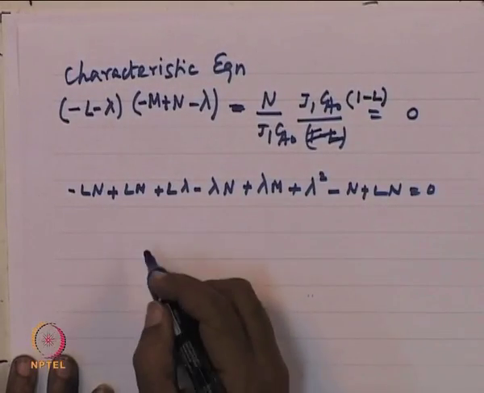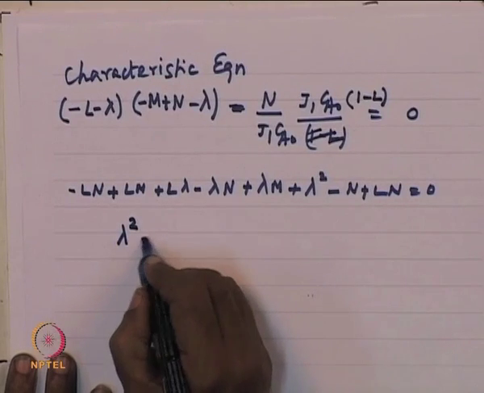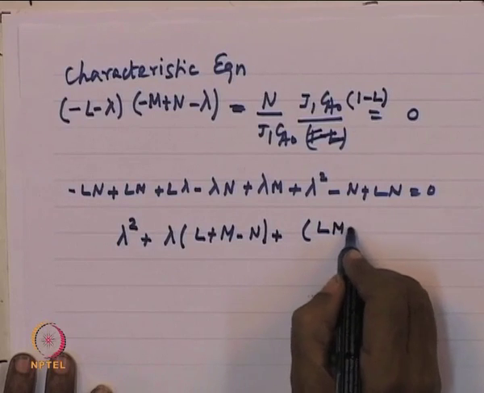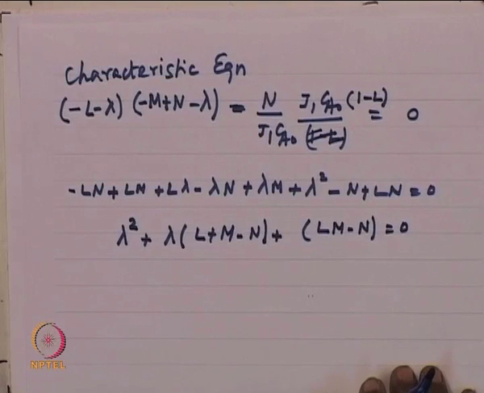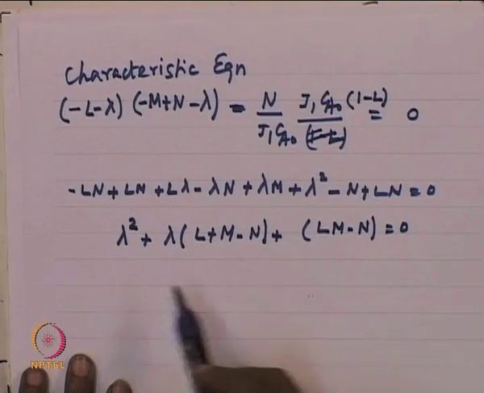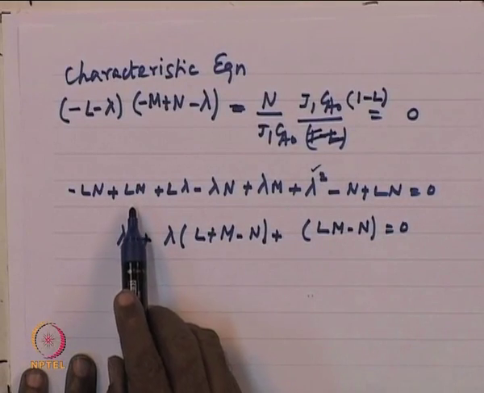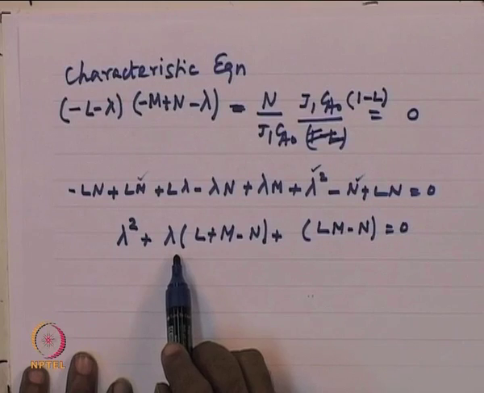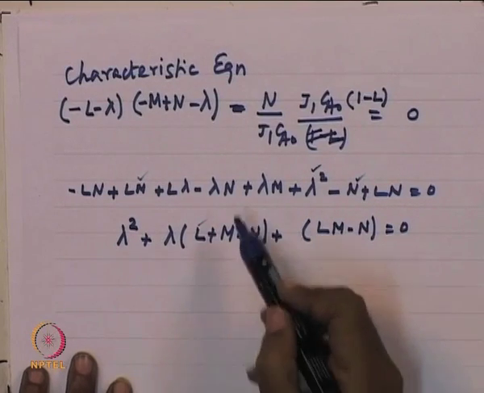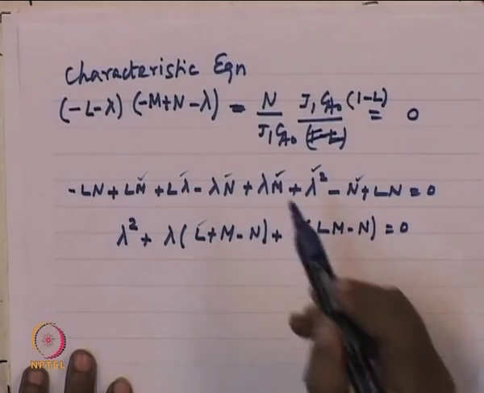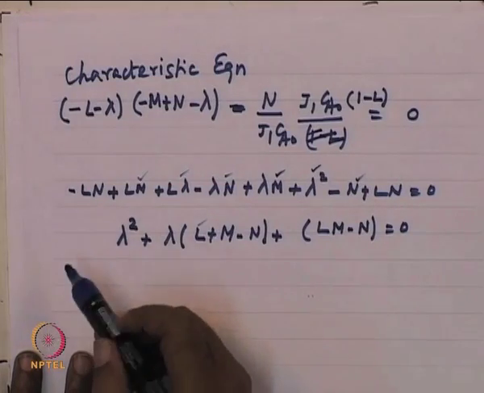So, this is correct. So, we can simplify this and write this as our characteristic equation looks like this: lambda squared plus lambda times (L plus m minus of n) plus L (m minus of n) equal to 0. Is it correct? Some terms cancel off, correct. So, lambda squared, L m minus of n, this term is taken. Now, lambda times L, this term is taken, minus of lambda n, this term is taken, and then L lambda m, this term is taken. So, all the terms are taken, only these two cancel off.